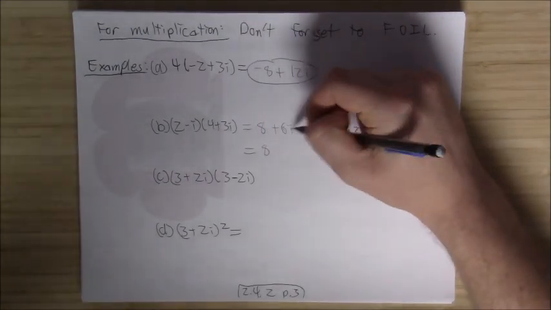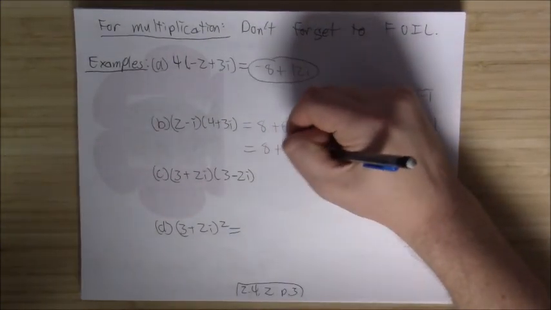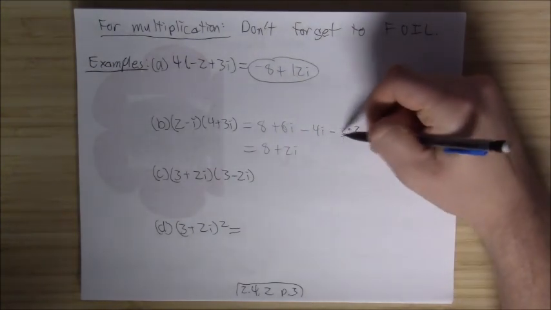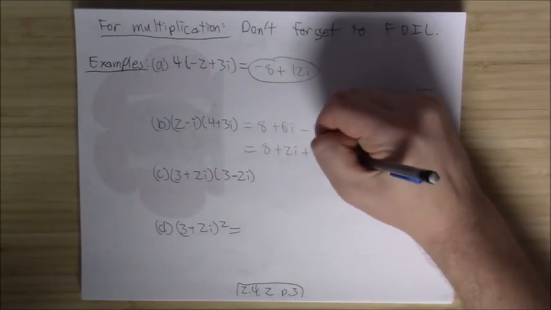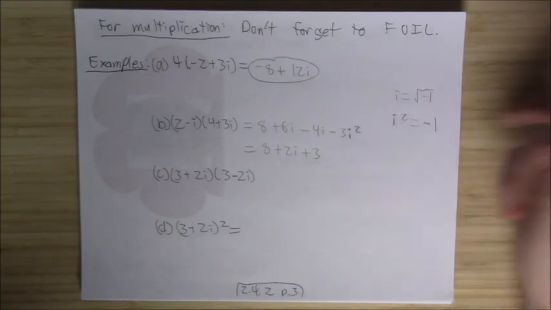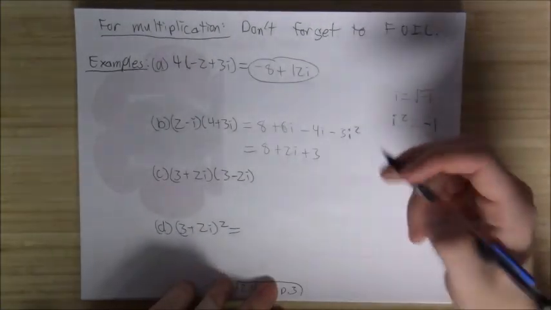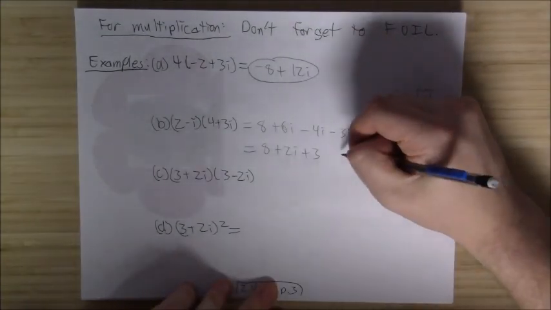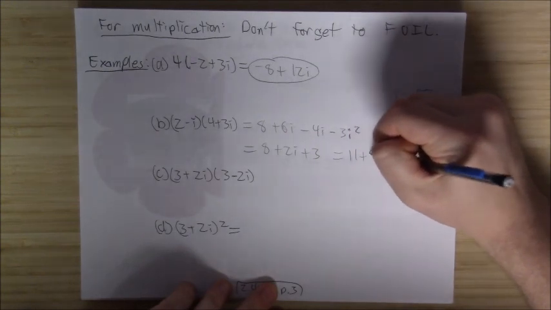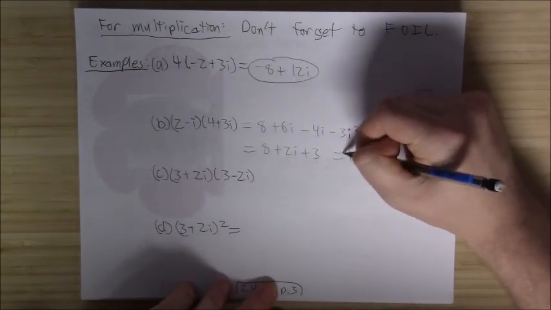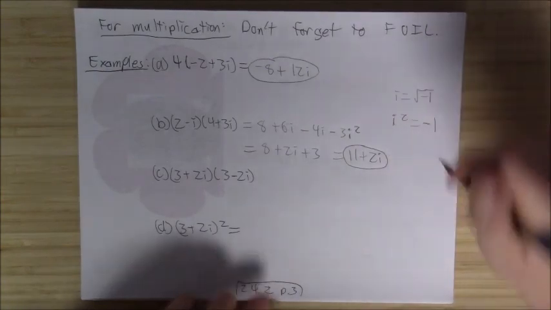So, because of that, this is negative 1, so that becomes negative 3, so we have 8. These combine together to give me plus 2i. But then here we actually have plus 3, because a negative negative gives me a positive. In other words, what we actually have here is 11 plus 2i. And again, I'm writing all of these in standard form.